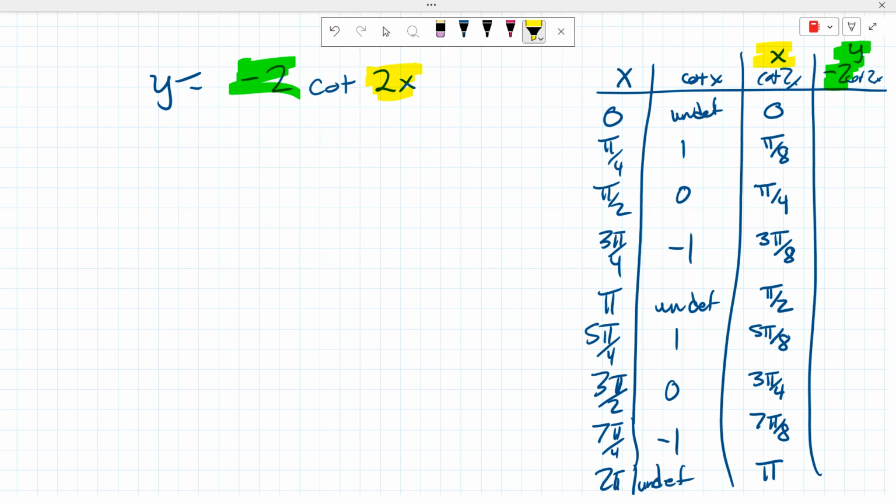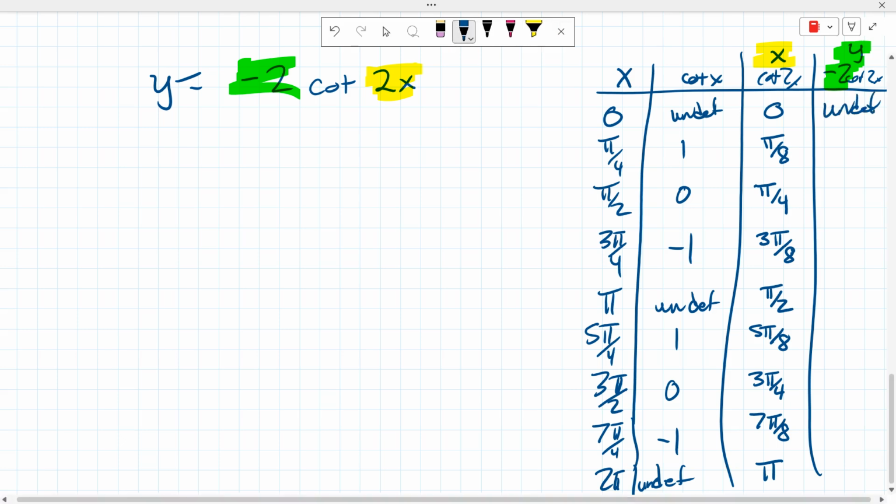Now, what does that -2 do to my y? Multiplies it by -2. So it flips over the graph. You're multiplying each of those by -2. Well, what's undefined by -2? Still undefined. What's 1 times -2? What's 0 times -2? What's -1 times -2?